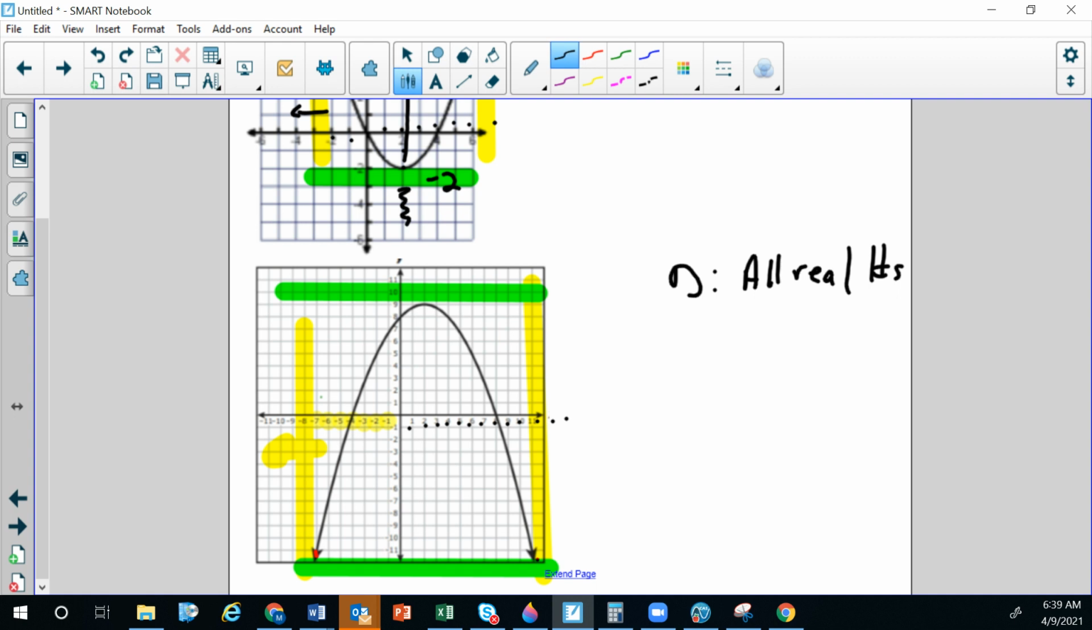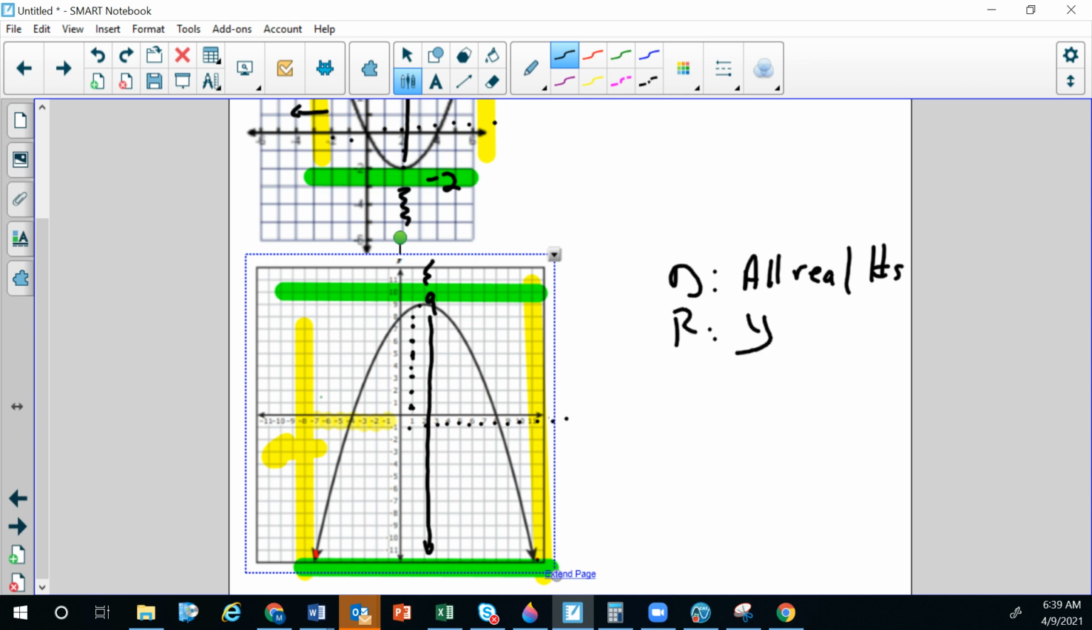On the positive side, I'm going to get 1, 2, 3, 4, 5, 6. I'm sorry. 1, 2, 3, 4, 5, 6, 7, 8, 9. So the highest point is 9. You notice though, there are no y values up here for the graph. All the y values are below 9, going all the way down to infinity. And so my range is going to be y less than or equal to 9 because all the y values are below 9.